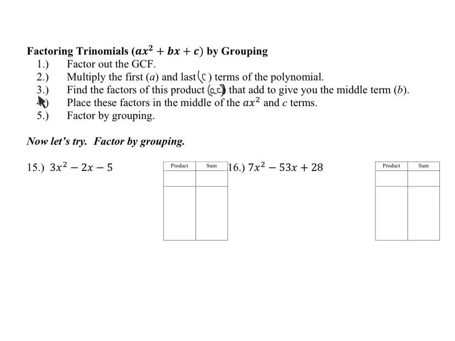So basically the steps for factoring trinomials by grouping is, first steps first, if there's a GCF in the entire thing, we have to take it out.